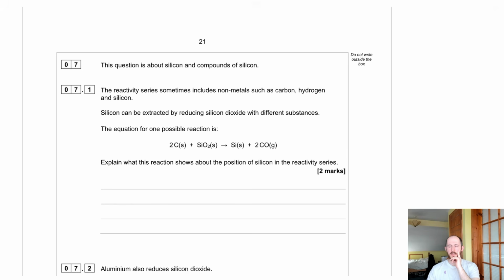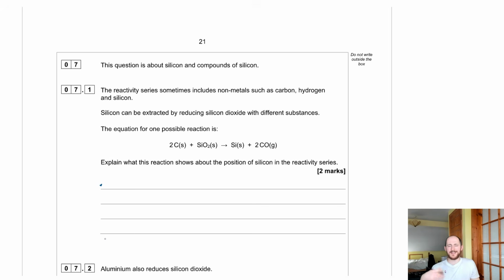This question is about silicon and compounds of silicon. The reactivity series sometimes includes non-metals such as carbon, hydrogen, and silicon. Silicon can be extracted by reducing silicon dioxide with different substances. One reaction is 2 carbon atoms mixed with silicon dioxide makes silicon and 2 carbon monoxide. Explain what this reaction shows about the position of silicon in the reactivity series.